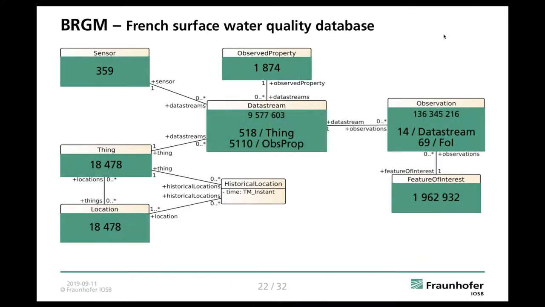A bit more detail. Interestingly, there are about 500 data streams per thing, which is on the high side for a SensorThings installation, but on average only 14 observations per data stream, which is really low for SensorThings. Usually you have fewer data streams per thing and more observations per data stream. But when checking the performance, this works just fine. It's not really a problem. Also when, for instance, saying give me all the features of interest that are there for a certain thing, you can easily do queries across all those observations and data streams, and link a feature of interest to a thing.